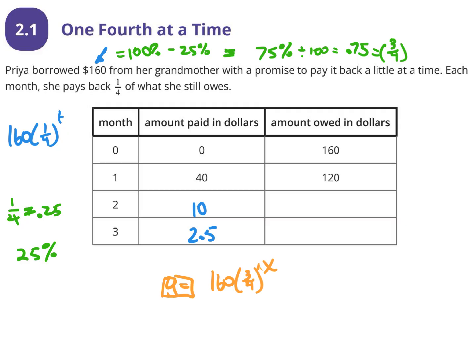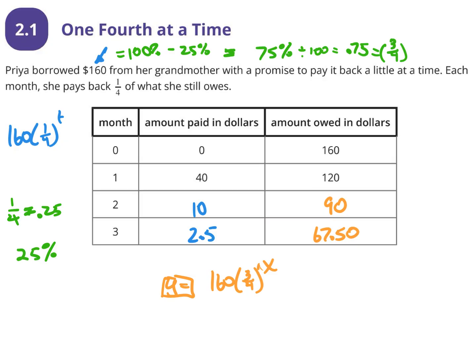So let's fill in a chart. You're going to hit second graph and pull out the table of values. When x is 0, y is 160, then 120 after month 1. After month 2 is 90. And after month 3, she'll owe 67.50. So this is a more reasonable payment plan.